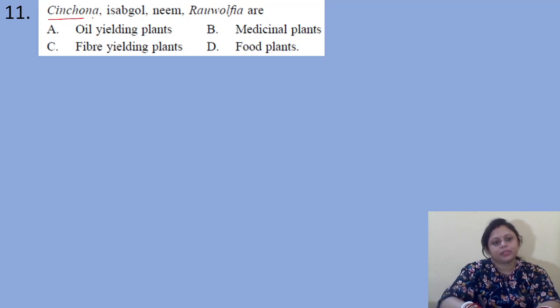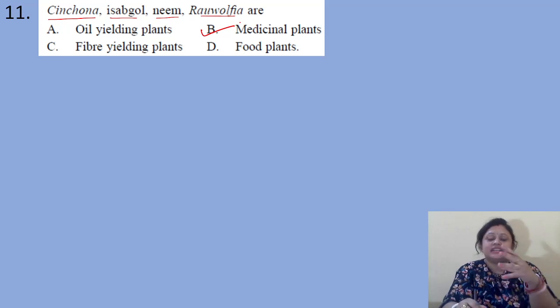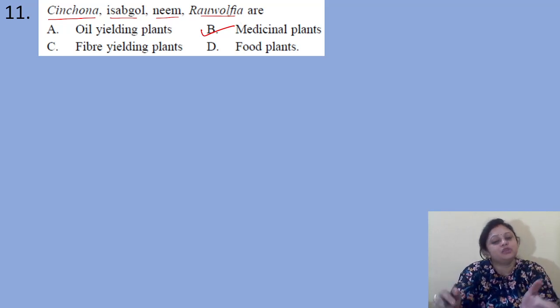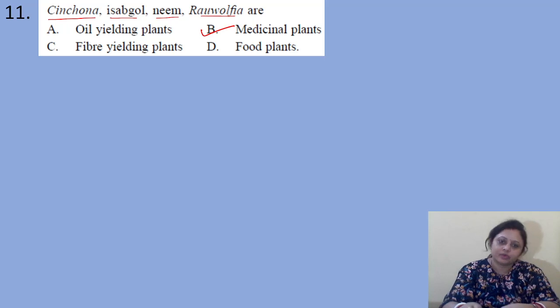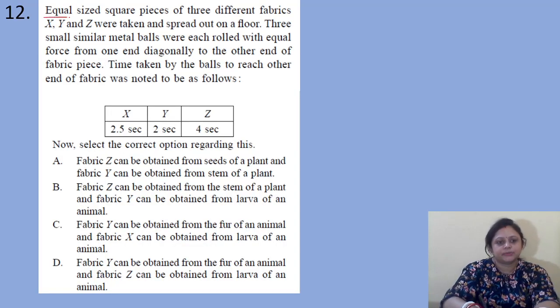Cinchona, Isabgol, Neem, Rauwolfia are. Options are A. oil yielding plants, B. medicinal plants, C. fiber yielding plants, D. food plants. So these Cinchona, Isabgol, Neem, Rauwolfia are all medicinal plants. Different parts of these plants we use as medicine. Okay. Coming to the next question. Equal sized square pieces of three different fabrics X, Y and Z were taken and spread out on a floor.